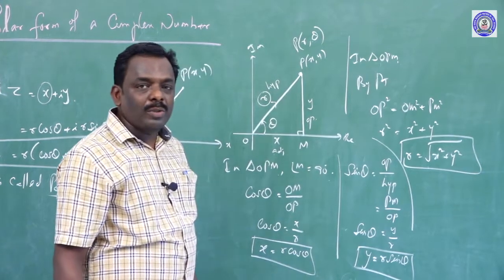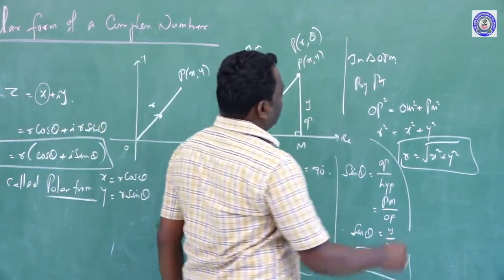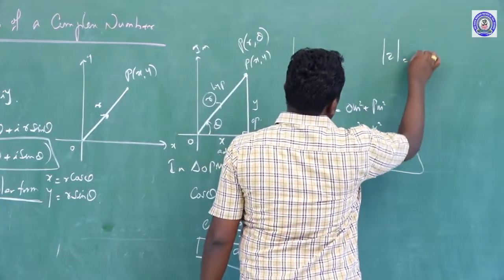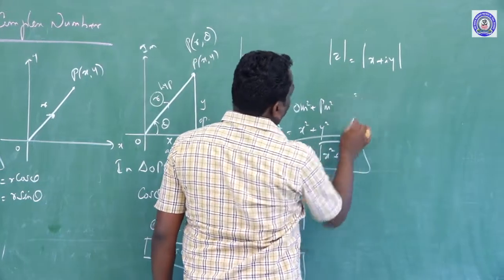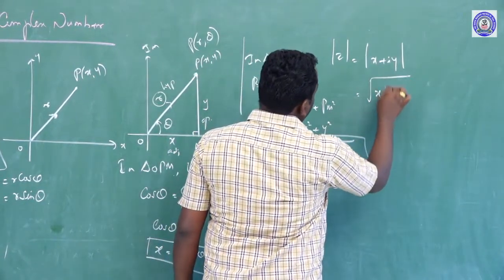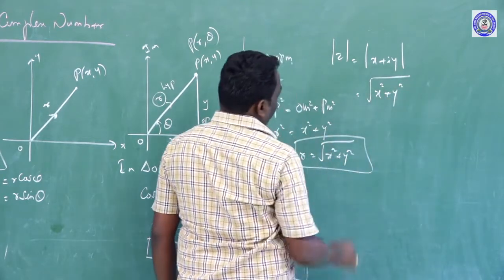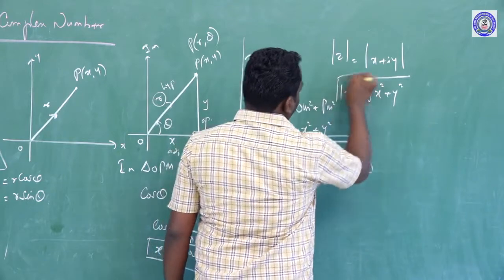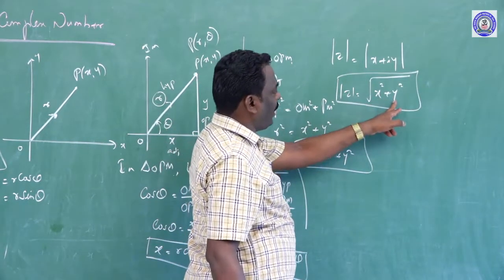r is equal to the square root of x square plus y square. We already know the modulus of z, that is, the modulus of the complex number x plus iy, is equal to the square root of the real term x square plus the imaginary term y square. Therefore, the modulus of z equals the square root of x square plus y square.